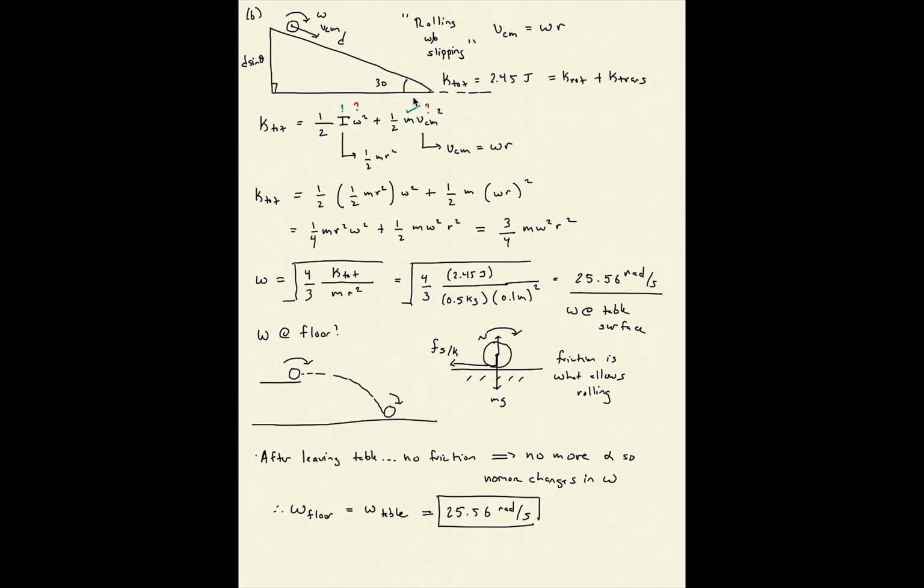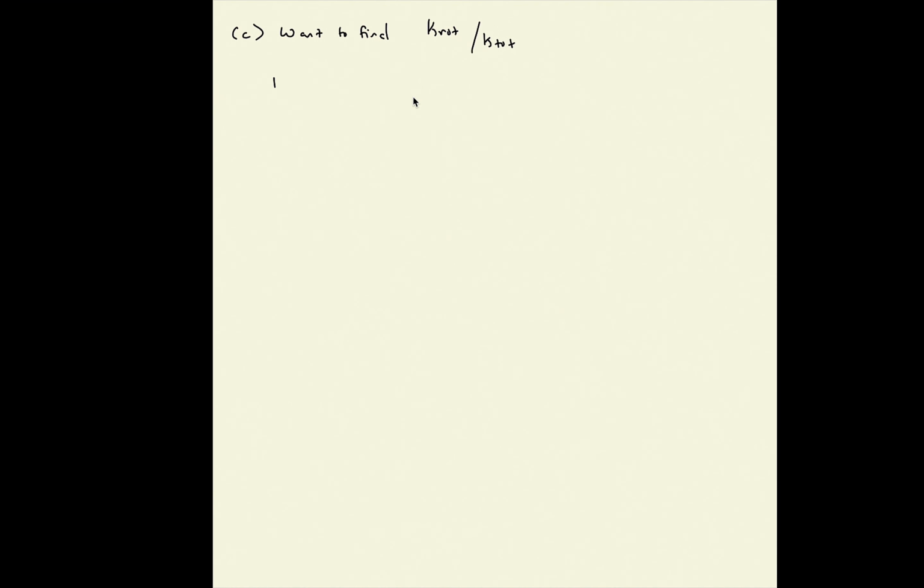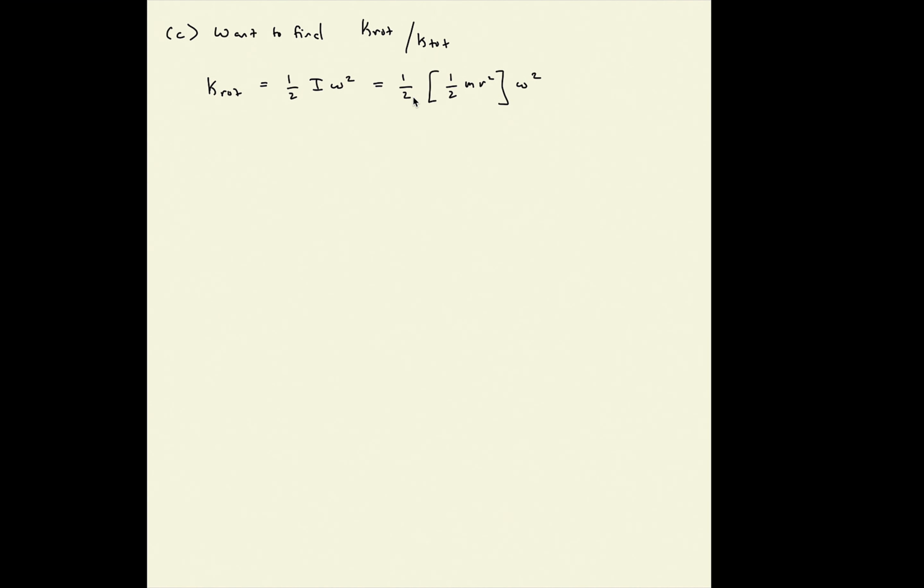Let's get ourselves a new page. So we want to find K rot divided by K tot. Well, what are the expressions? K rot is given by the expression 1/2 I omega squared, which we already said was, when we plug in I, 1/2 mr squared times omega squared. And we can calculate this number.